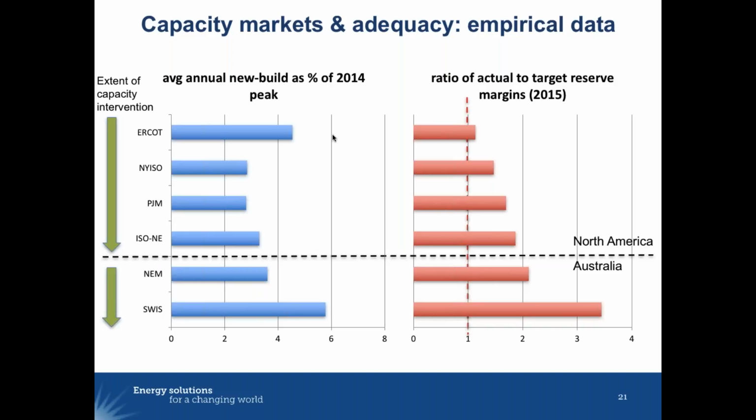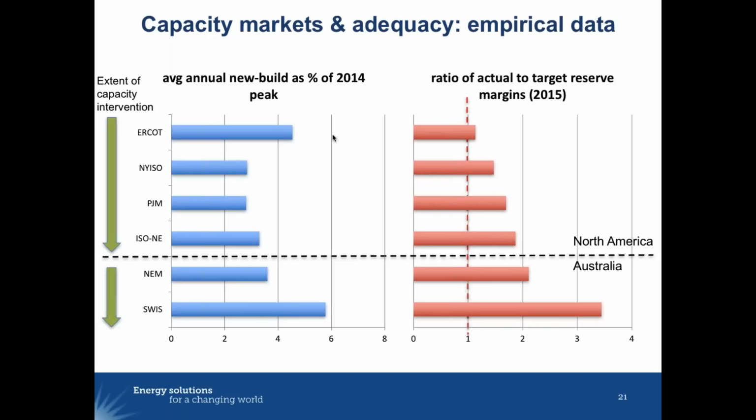The bar charts on the left show the average amount of annual investment in new build as a percentage of the 2014 peak load. So it gives a sense of the rate at which those markets, over the period that they've been competitive wholesale markets, have attracted new investment relative to the rate at which they needed to attract new investment. It's not a perfect or comprehensive metric, but it's a representative metric. And there's no obvious pattern there of advantage or disadvantage emerging from any one of those particular choices of market design.